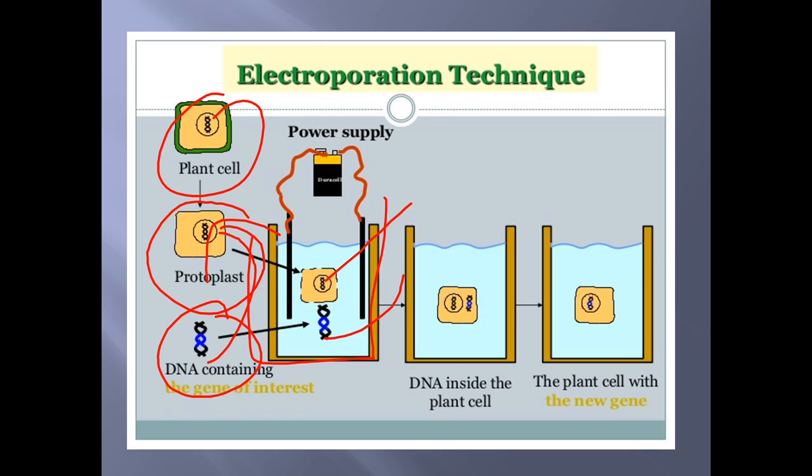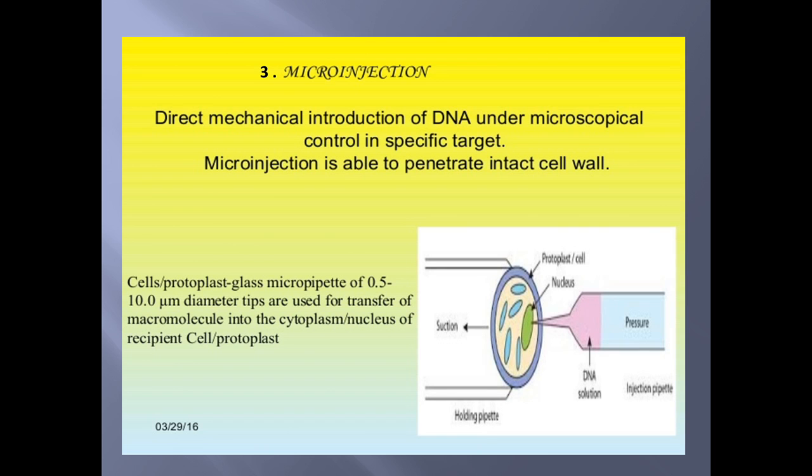So this is the electroporation technique. It is very simple, and it basically involves the use of high field strength electrical impulses to permeabilize the cell membrane for the uptake of DNA. Especially this technique is used to deliver DNA into intact plant cells and protoplasts. Electroporation has been successfully used for the production of transgenic plants, especially in cereals such as rice, wheat, etc. So this is regarding the electroporation technique.